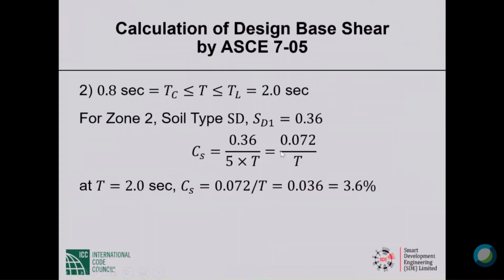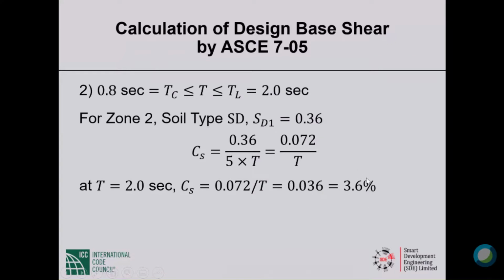The descending branch, which goes from T sub C to T sub L or T sub D, T sub D is 2 seconds. The equation of the descending branch is S sub D1 divided by R and T. S sub D1, if you go to Appendix C, is 0.36 divided by 5 and T. So at 2-second period, it is 0.72 divided by T or 0.36, 3.6%, which is identical to what we got by BNBC.